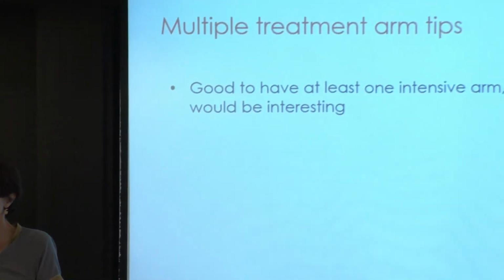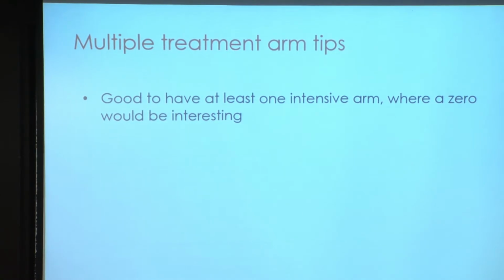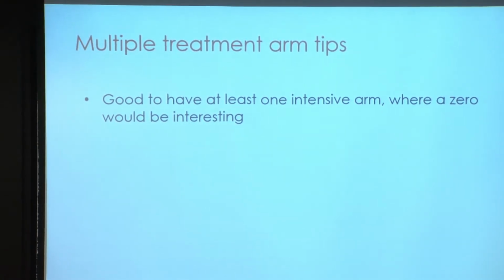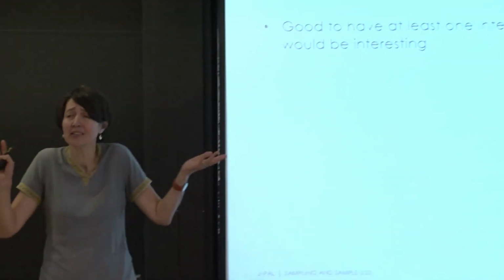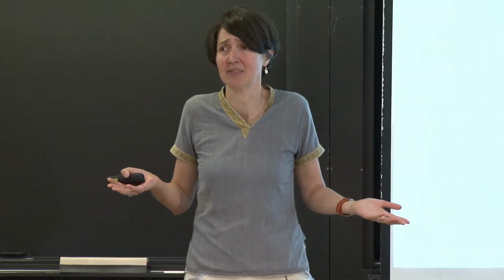So, what are some practical tips from having done this many times? You really want to have at least one intensive arm. What I mean by an intensive arm is one where a zero would be interesting. I have done lots of RCTs and got lots of zeros, and sometimes the zero is interesting, and sometimes people say, well, if we'd done it longer, it would have worked. Well, it was only this long. Then you get a zero and it's not very interesting.